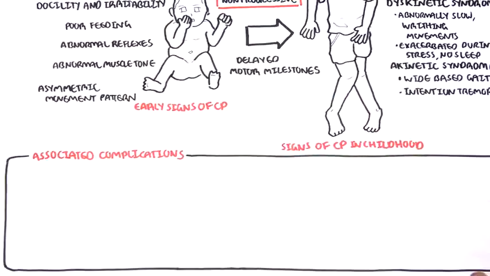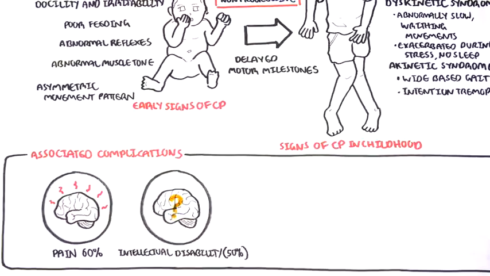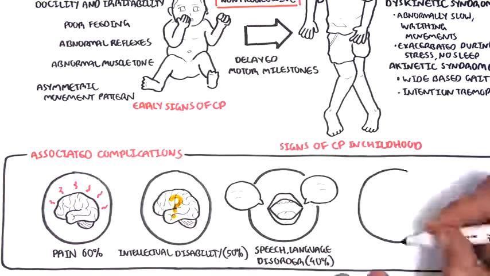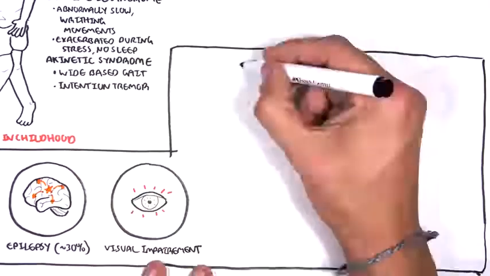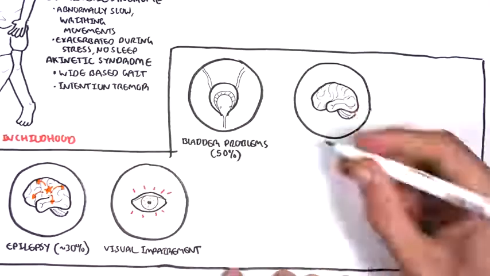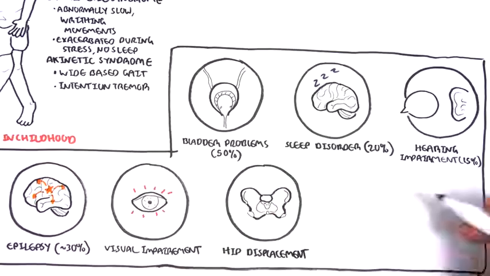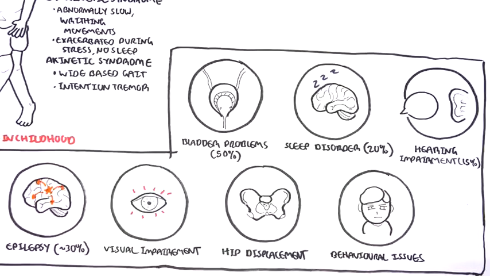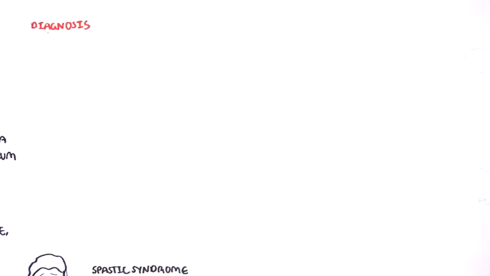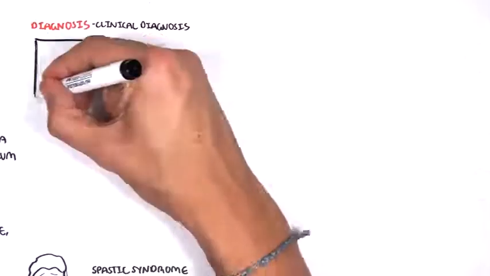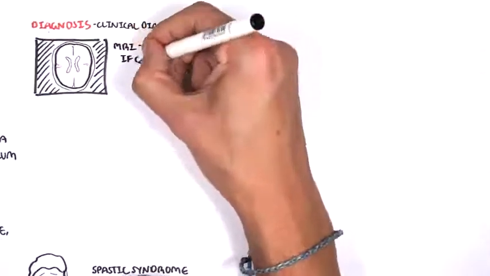There are lots of other complications associated with it, and these include pain, intellectual disability, speech and language disorders, epilepsy, seizures, visual impairment, bladder problems, sleep disorders, hearing impairment, hip displacement, and also behavioral problems. The diagnosis of cerebral palsy is clinical. However, an MRI of the brain can be performed if the cause of the signs and symptoms is unknown.